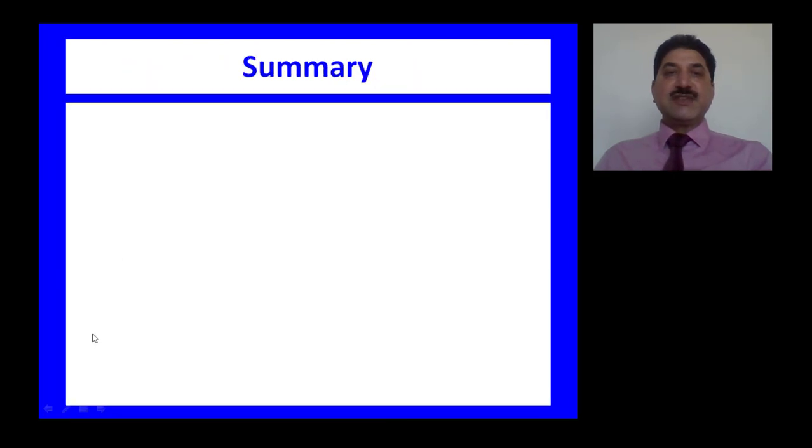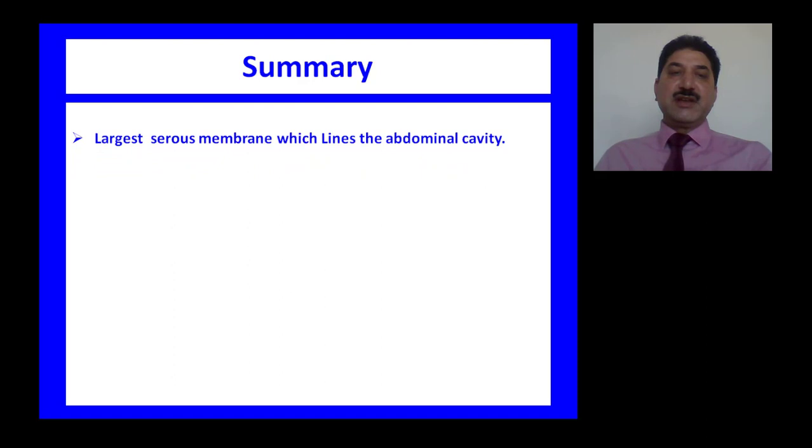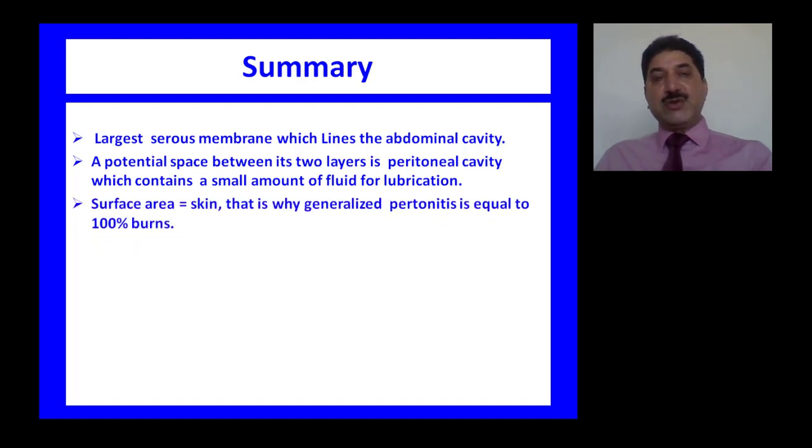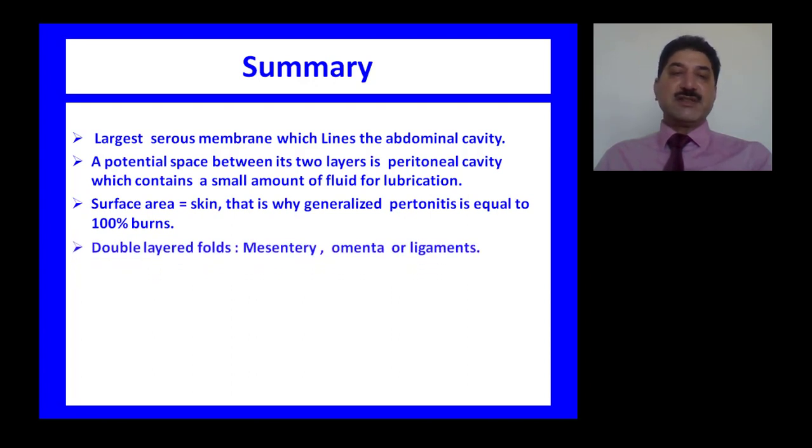I want to summarize my lecture as under. Peritoneum is largest serous membrane which lines abdominal cavity. A potential space between its two layers is peritoneal cavity which contains a small amount of fluid for lubrication. Surface area of peritoneum is equivalent to surface area of skin. That is why generalized peritonitis is equal to 100% burns.